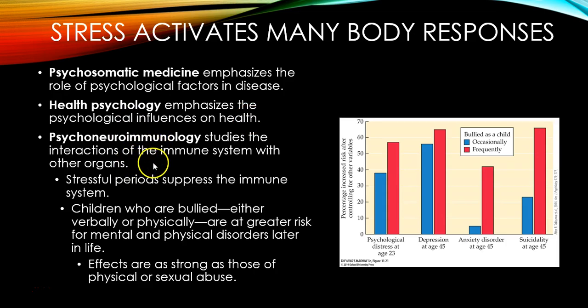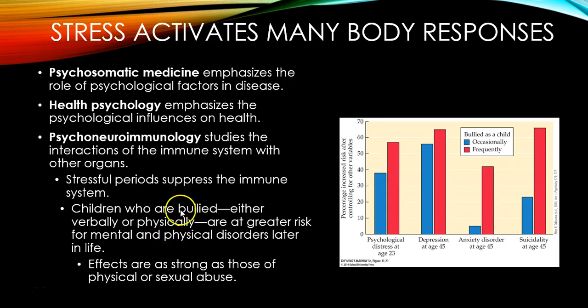Psychoneuroimmunology, that's the study of the interaction between the immune system and other organs, including our brain and our emotions. We see that long stressful periods suppress the immune system and leave people more vulnerable to different diseases and getting sick. And you can see in this chart, children who are bullied, either verbally or physically, are at greater risk for mental and physical disorders later in life. And these effects of bullying are just as strong as the effects of physical or sexual abuse.